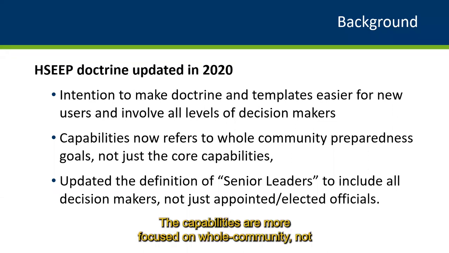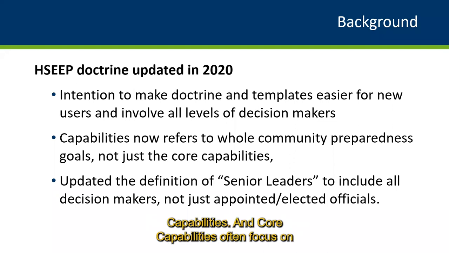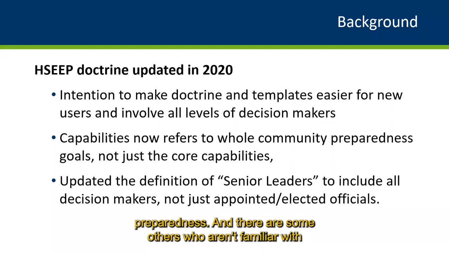The capabilities are more focused on whole community, not just core capabilities. So again, that's where if you're PHEP and HPP, the idea is that we're going to bring whole community preparedness around, not just the core capabilities. And core capabilities often focus on those organizations that are in the business of emergency preparedness. And there are some others who aren't familiar with core capabilities. And so how do we bring them into the planning, training, and exercise activities as well?